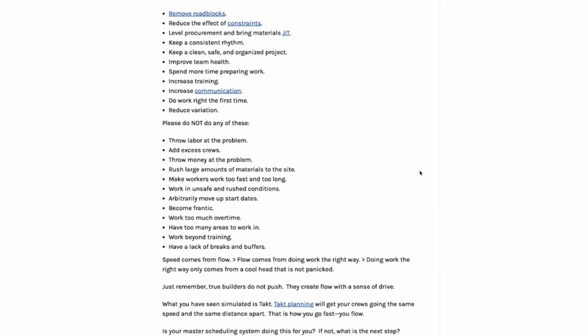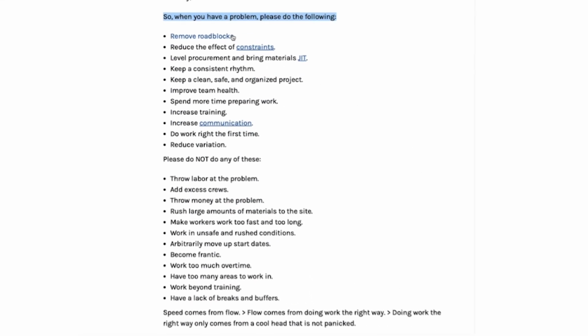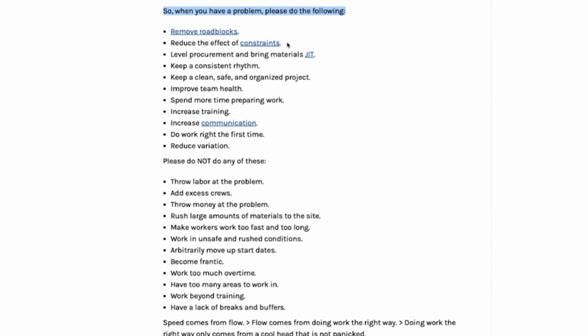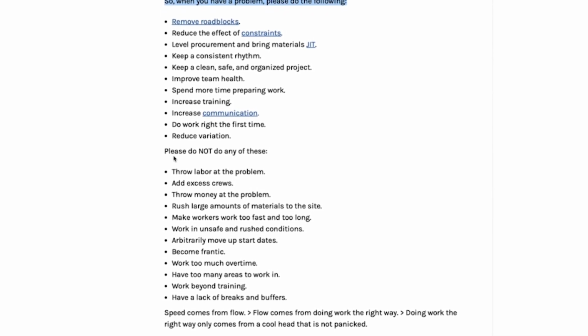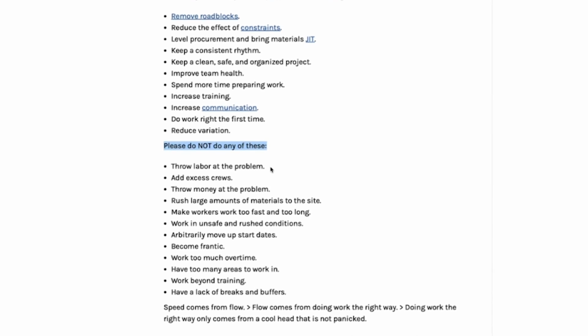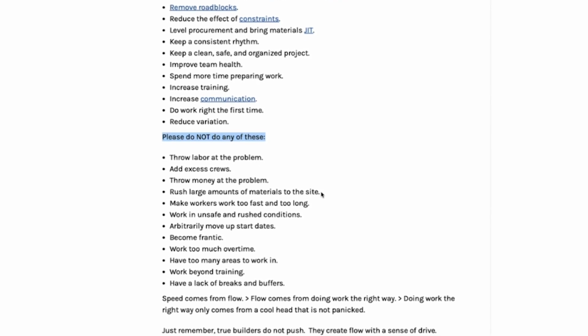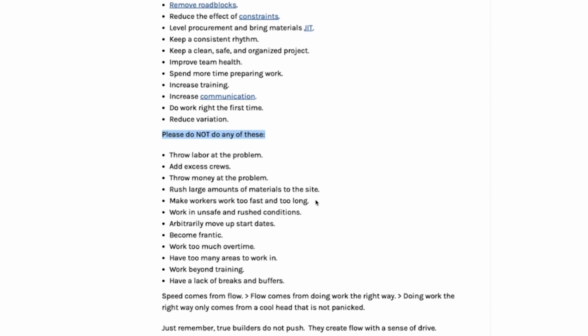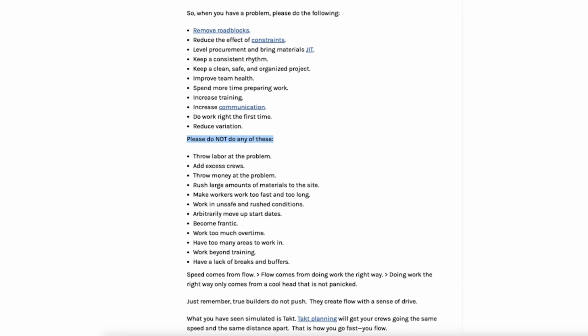What we learned from this, and I'll take you down here at the bottom, is that when we have a problem, please remove roadblocks, reduce the effect of constraints, bring out materials just in time, keep a consistent rhythm. But do not throw labor at the problem, add excess crews, throw money at the problem, rush large amounts of materials to the site, and make workers work too fast and too long. There's a huge difference between flow and pushing.